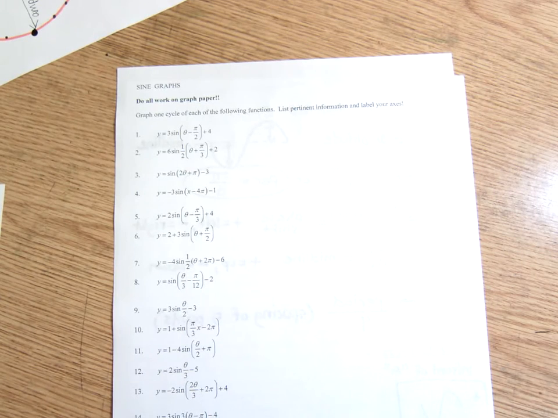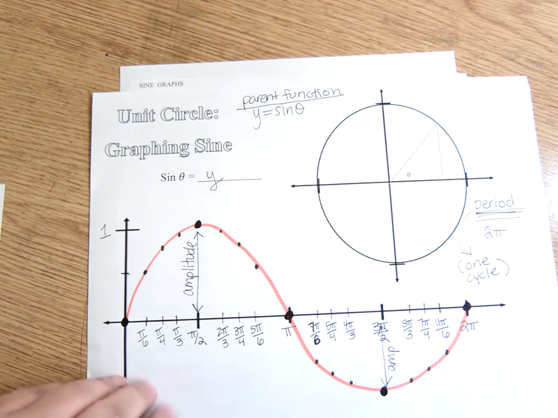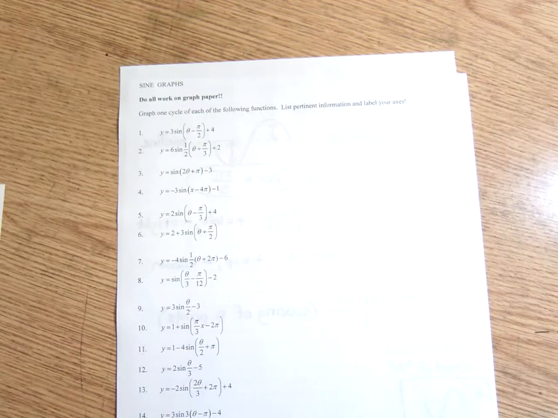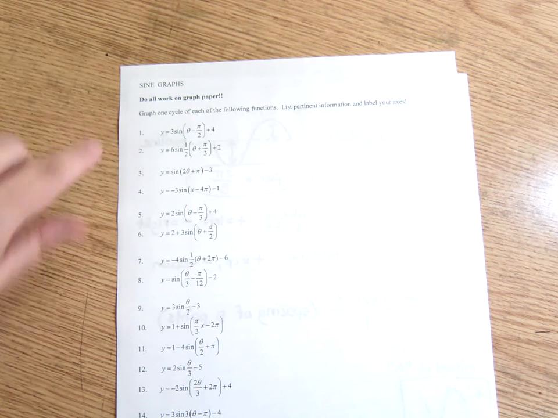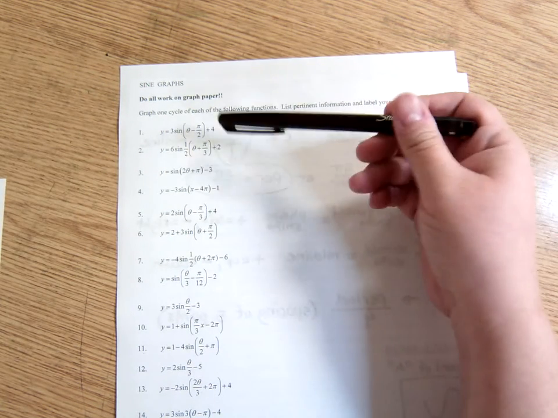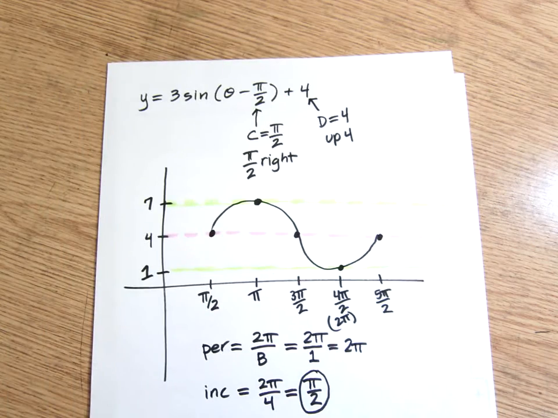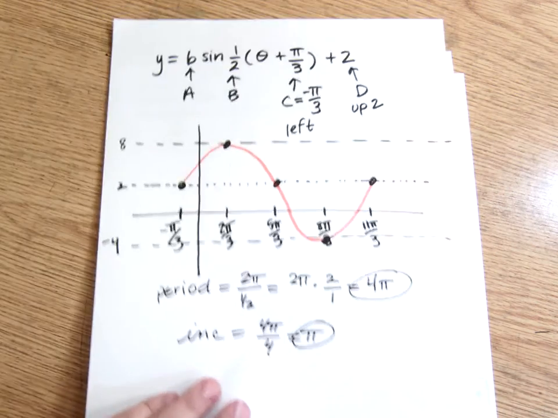Today, toward the end of class, we had been talking about sine graphs, starting out with just basically what is the parent function of the sine graph and then applying transformations to that. And we had done numbers 1 and 2 on the sheet. Here was number 1, and here was number 2.